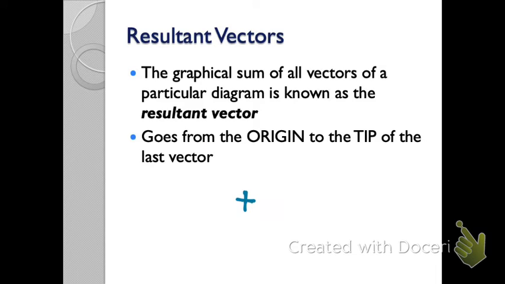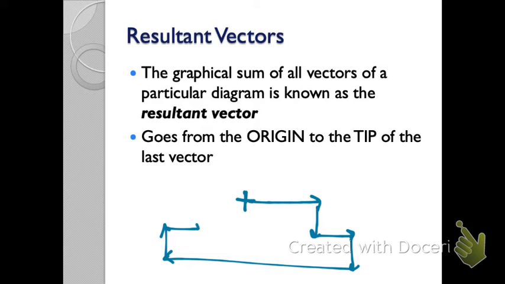Let's say I do my walking path again. I go east, south, east again. I go over here, then I walk north, then I walk east, then I walk north again. Let's say I walk this whole path, and I end up at a location way over here. My resultant vector is going to be drawn from where I started to where I ended. This vector right here is called my resultant vector.